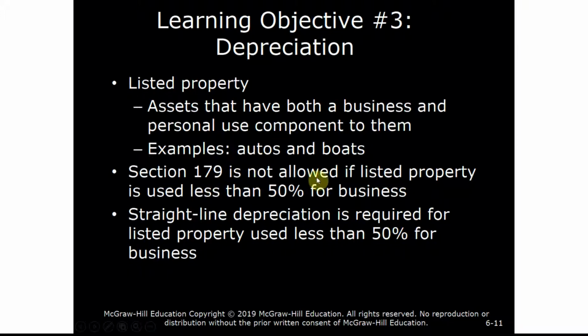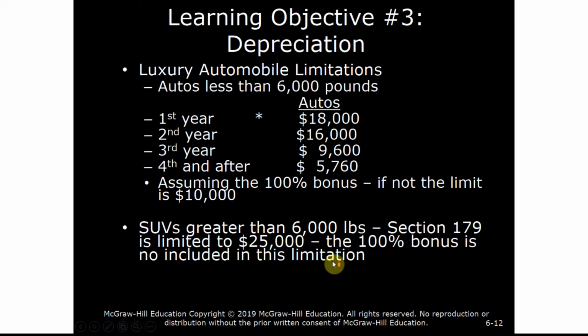You cannot use Section 179 on listed property if it's used less than 50% for business. So that takes Section 179 expensing off the table on that asset. Straight line depreciation is required for listed property used less than 50% for the business. You can't use accelerated depreciation for, like I said, equipment that's used both for personal and business purposes if you use it less than 50% for business purposes.